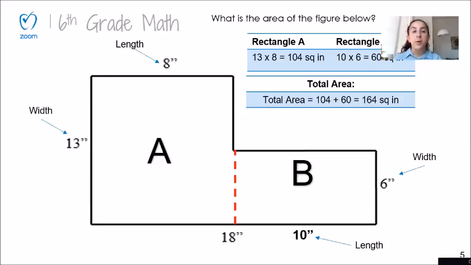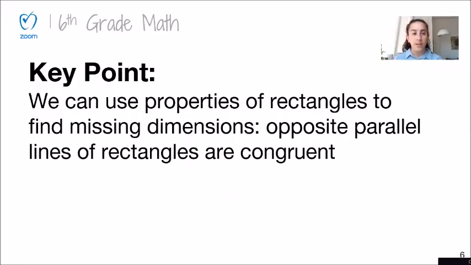What we just did was use the property of rectangles in order to find missing dimensions when decomposing our figure. That brings us to our key point for today. We can use properties of rectangles to find missing dimensions. Specifically, opposite parallel lines of rectangles are congruent. Pause the video and copy this down.